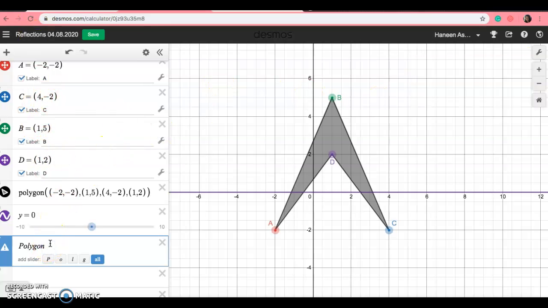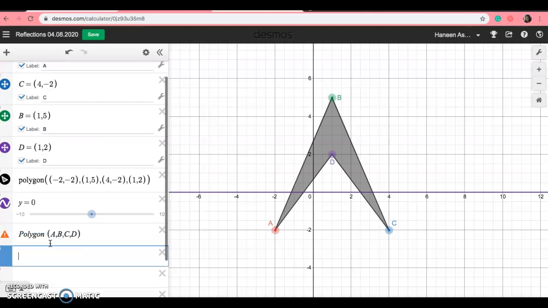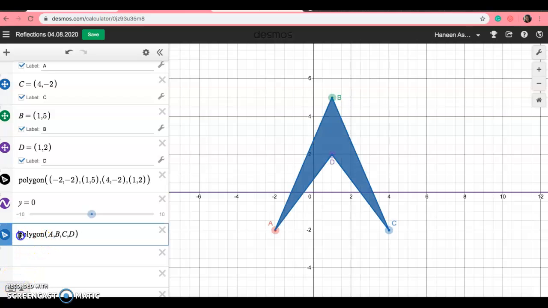Okay, so polygon A, B, C, and G. Is that going to make us move it? No, give me 1 sec. Okay, I got it. The only thing is you can't make the P capital. Now we can go ahead and move these points. I'm just going to Control Z that one.